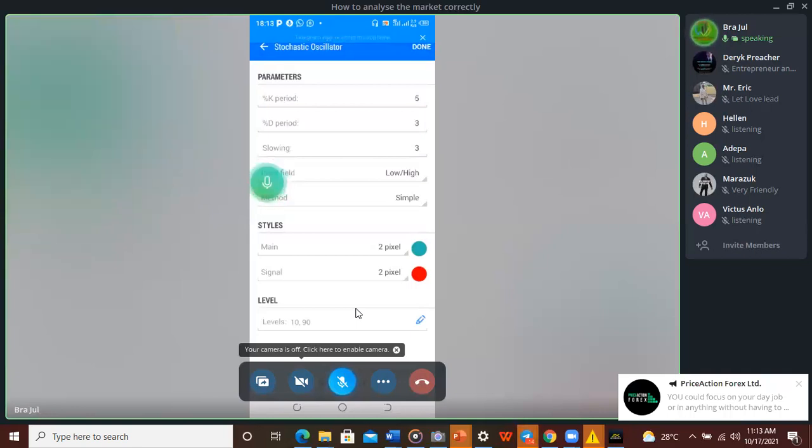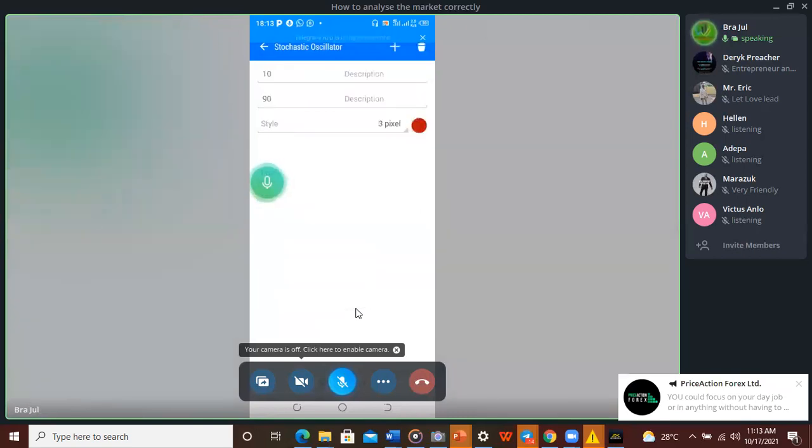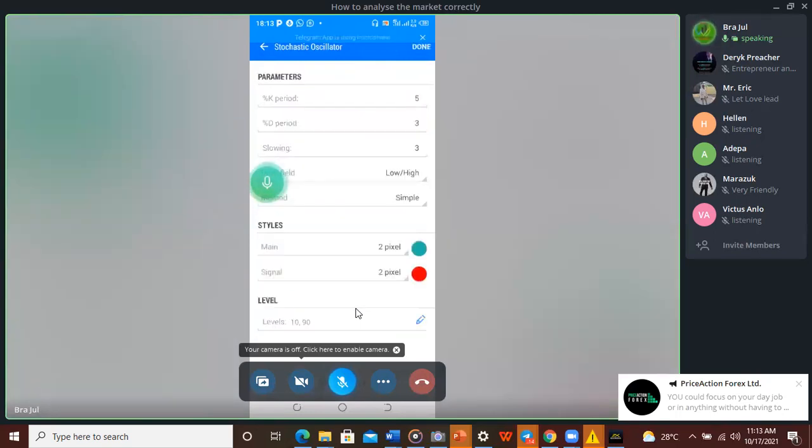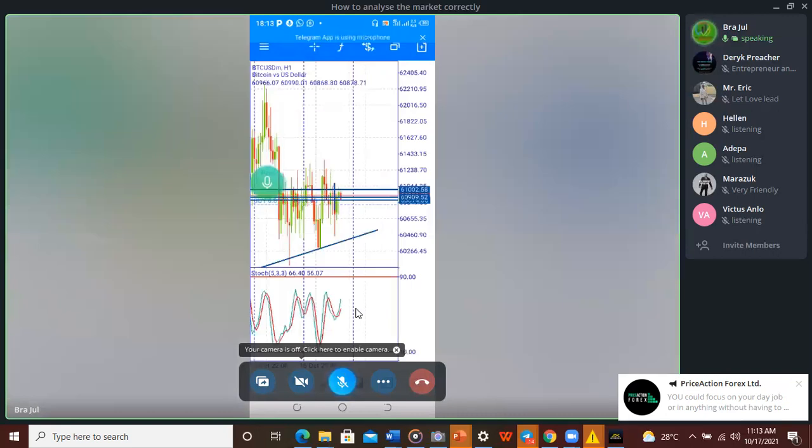When you tap on your stochastic oscillator, the only thing you have to change here is the levels. The levels you see by default are 20 and 80, but here, change them to 10 and 90. So you tap on the levels, the pencil there, and then change to 10 and 90. That's all. Then you go to done. It's on your screen for you.